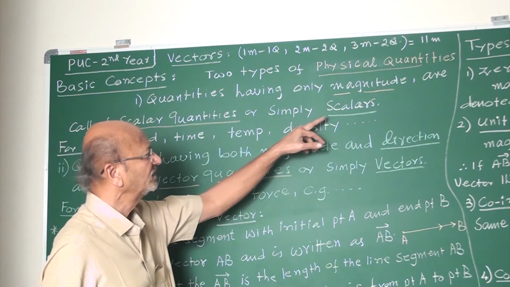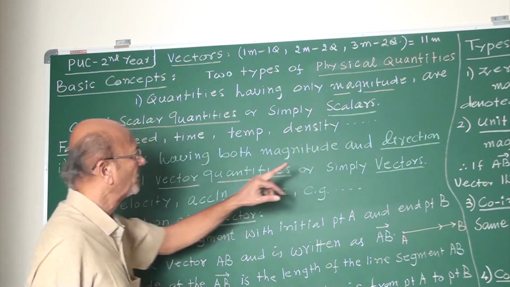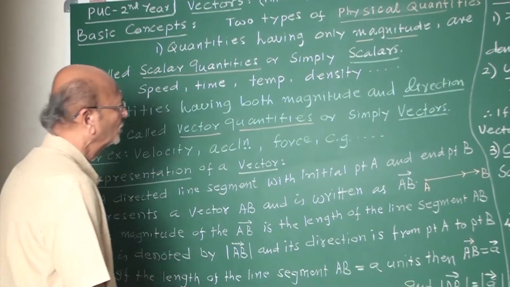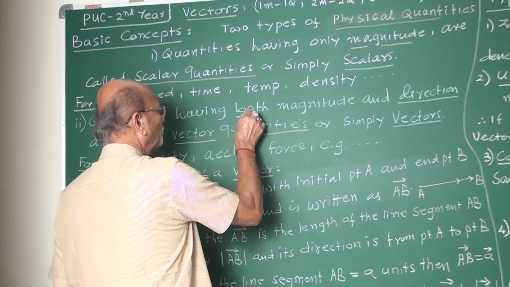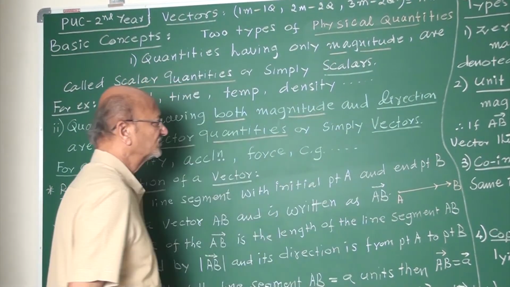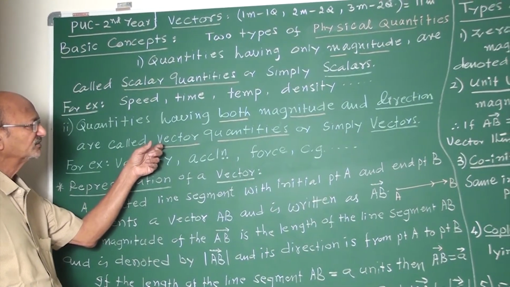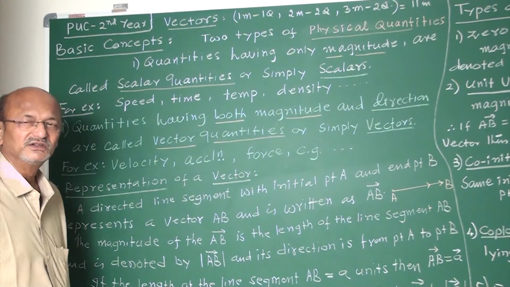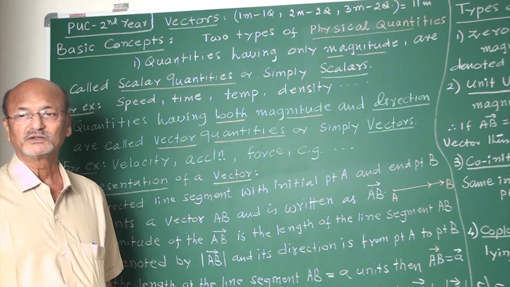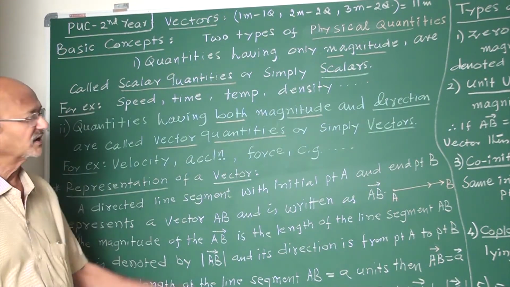The quantities having only magnitude are called scalar quantities. Simply, we write it in brief as scalars, my friends. Then another quantity, what is this? Quantities having both magnitude and direction. Such quantities are called vector quantities or simply vectors. The scalars, vectors, all these are names given by the mathematicians, like our names, Belagali, like that, my friends. Family names, like that.